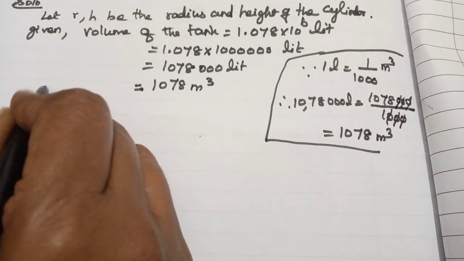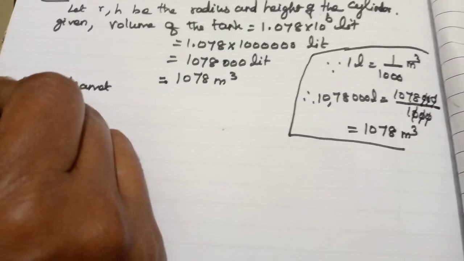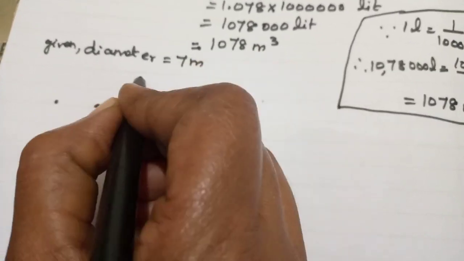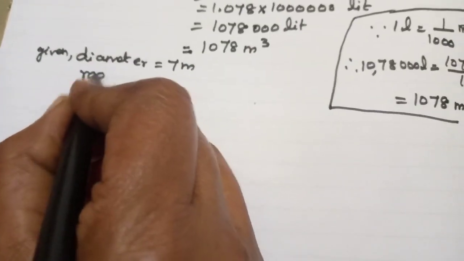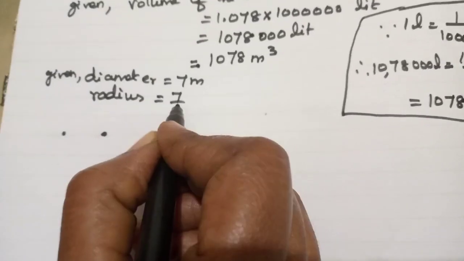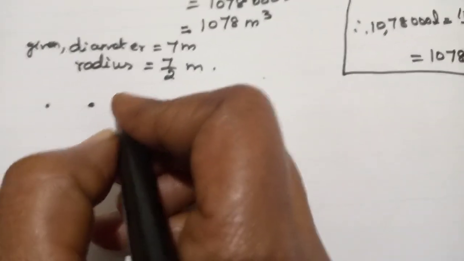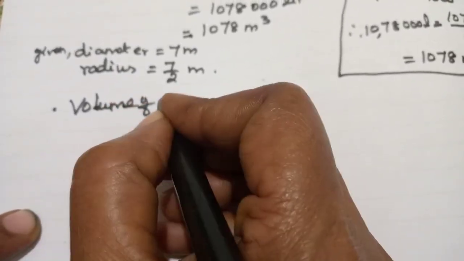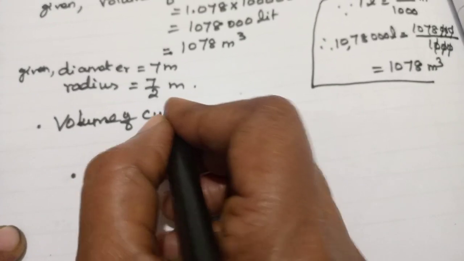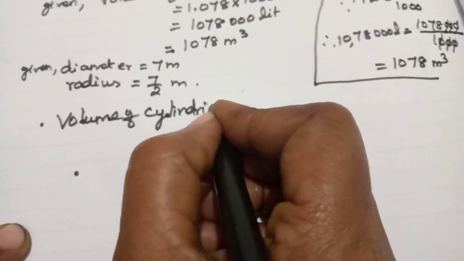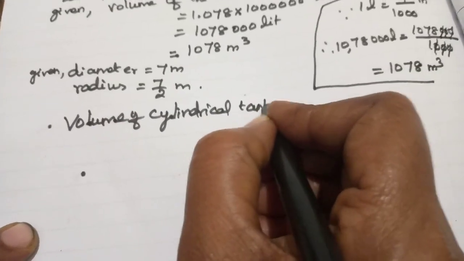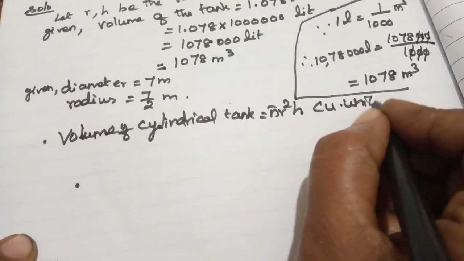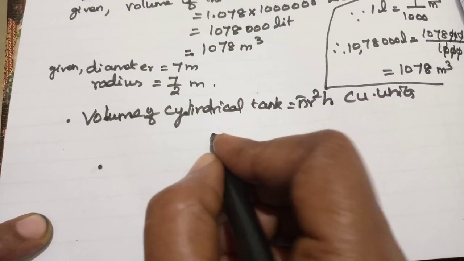Given diameter is equal to 7 meter. Therefore, radius equal to 7 by 2 meter. Volume of the tank, volume of cylinder. What is the volume of cylinder formula? Volume of tank is in the cylinder shape. So, let us write volume of cylindrical tank is equal to pi r square h cubic units. Formula. Volume of cylinder is given 1078.